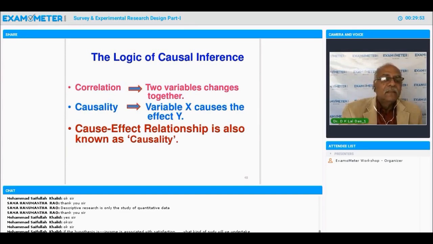What is the logic of causal inference? The two terms, I will make them very clear. First is correlation. When two variables change together, we call it correlation. X changes, Y also changes. The second concept is causality, which means variable X causes the effect Y. This is what we also call cause-effect relationship. Many researchers, particularly the young newcomers, confuse these too. Many times they take correlation as causality. Remember, correlation is not causality.